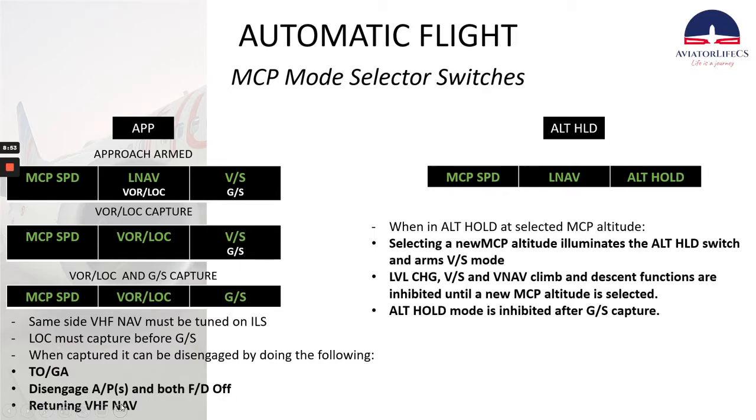Retuning VHF nav. Alt hold. When we press it, we can see the alt hold mode. When in alt hold at selected MCP altitude, selecting a new MCP altitude illuminates the alt hold switch and arms vertical speed mode. Level change, vertical speed, and VNAV climb and descent functions are inhibited until a new MCP altitude is selected. Alt hold mode is inhibited after glide slope capture.